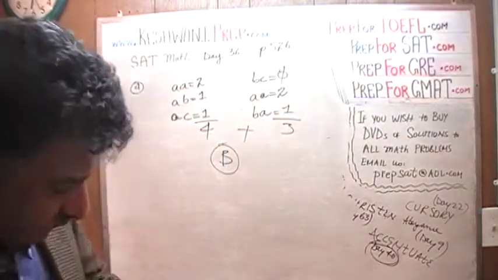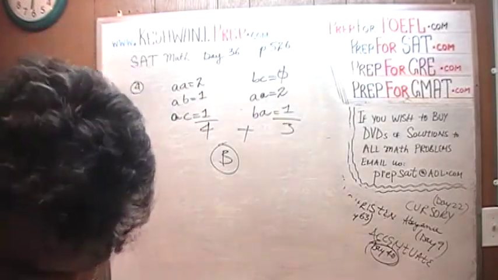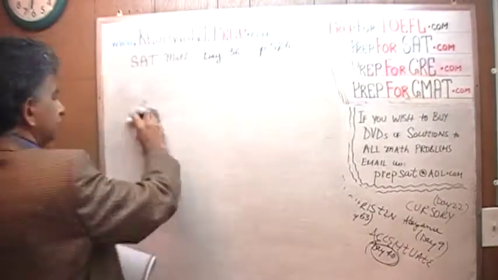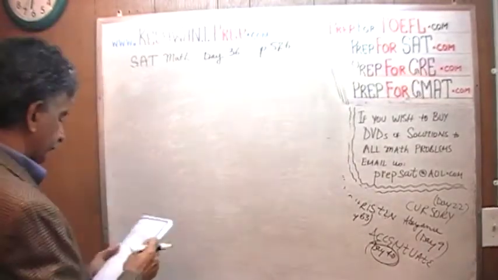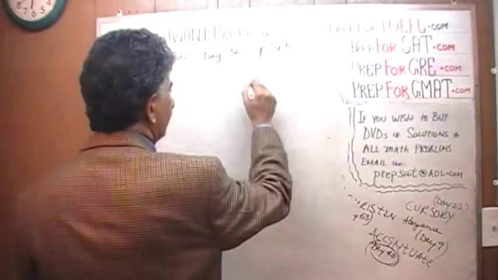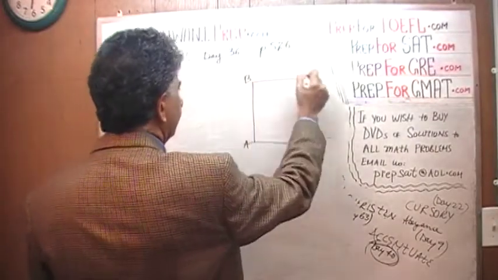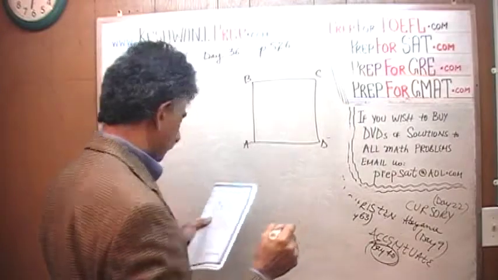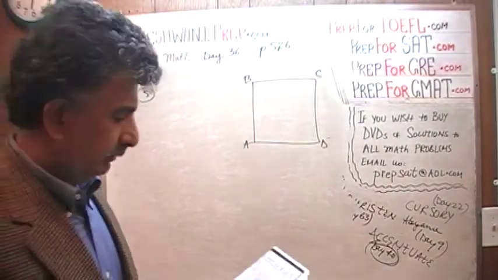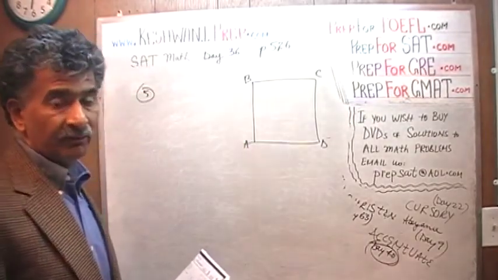Let's move on to the next one, the last one on the page, number 5. Question number 5. We're given a square here, A, B, C, D. Well, I don't know if it's a square actually until I read it. What is the area of the square? It's a square. You can't just take for granted that it's a square because it looks like one.